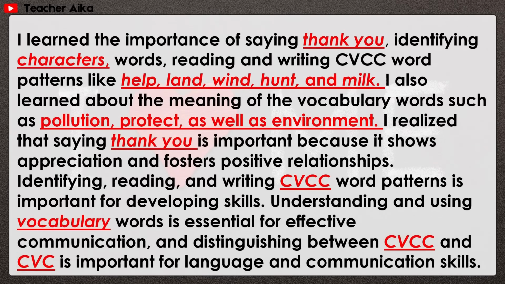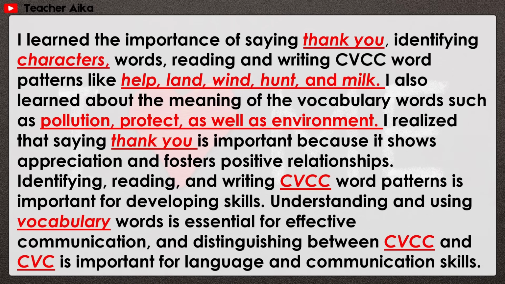Let's answer. I learned the importance of saying thank you, identifying characters, words, reading and writing CVCC word patterns like help, land, wind, hunt, and milk. I also learned about the meaning of the vocabulary words such as pollution, protect, as well as environment. I realized that saying thank you is important because it shows appreciation and fosters positive relationships.